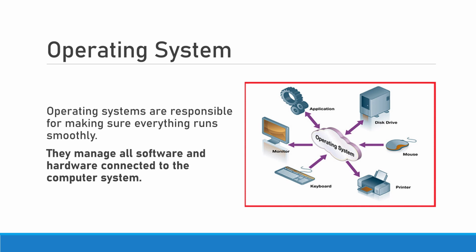Operating systems manage all the software and all the hardware connected to the computer system. They are the big boss of the computer system. Everything goes through the operating system.